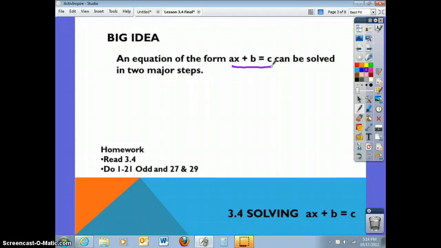The homework is to read 3-4. Do not just start the homework without reading it. Do read it. It is important. After you've read it, do 1 through 21 odd, skip a couple, and then do 27 and 29. Show all your work. Do your graphs accurately.